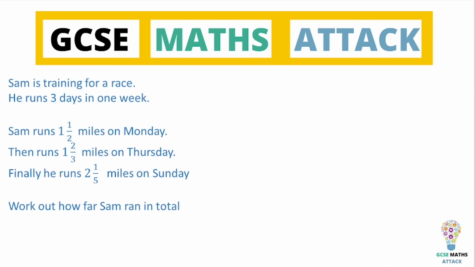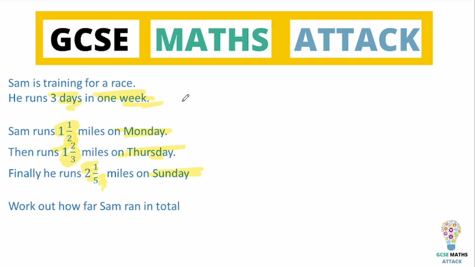Okay guys, so here's a wordy question for you. Please do pause the video and have a go at this question over here. Okay guys, let's read the question. It says, Sam is training for a race. He runs 3 days in 1 week. Sam runs 1.5 miles on Monday. Then runs 1 2/3 on Thursday. Finally, he runs 2 1/5 on Sunday. Work out how far Sam has run in total.